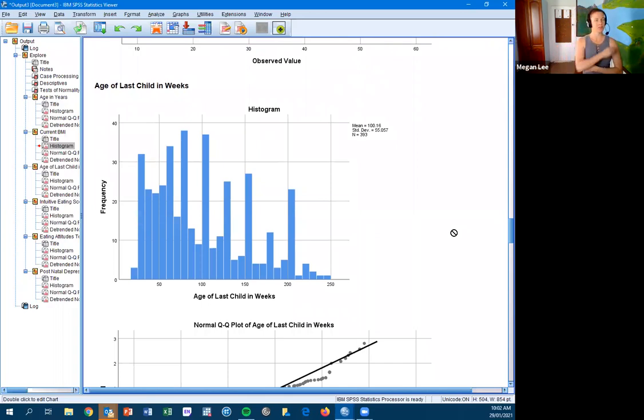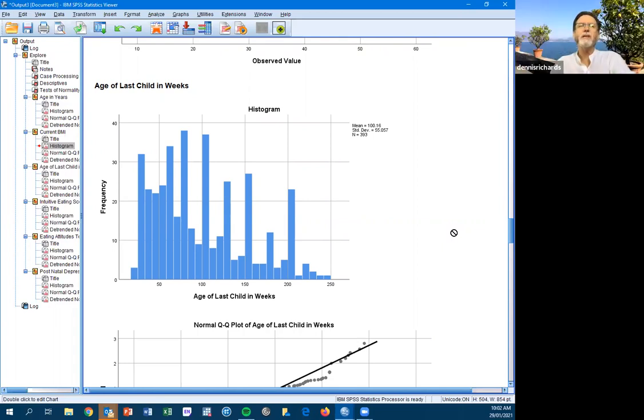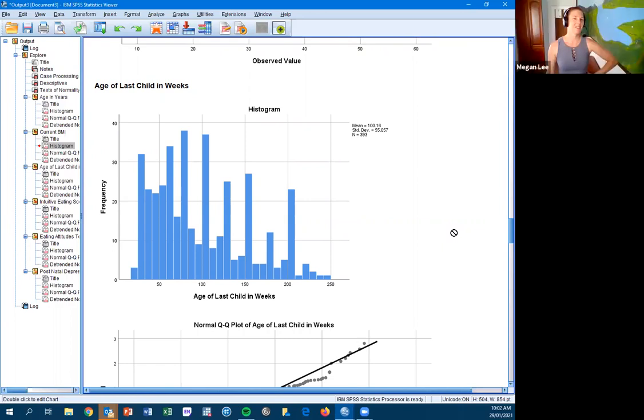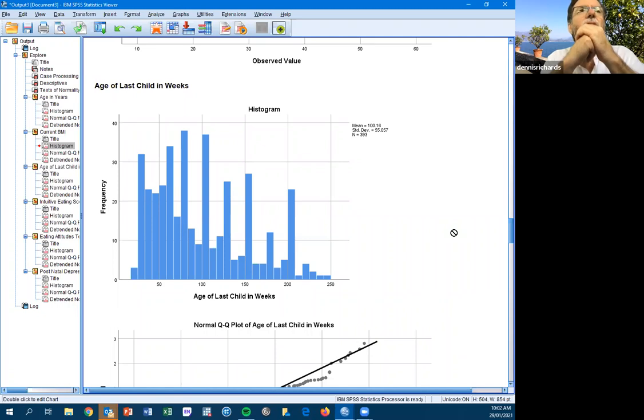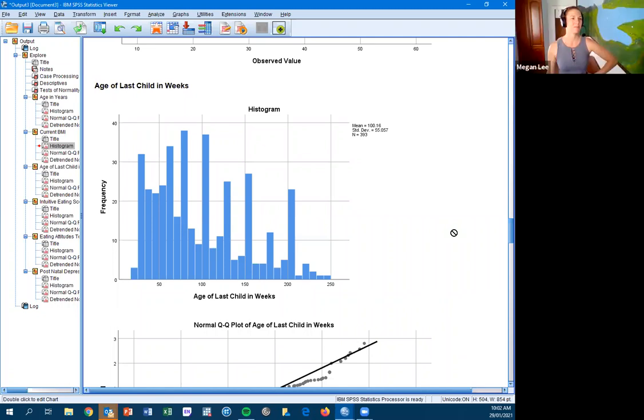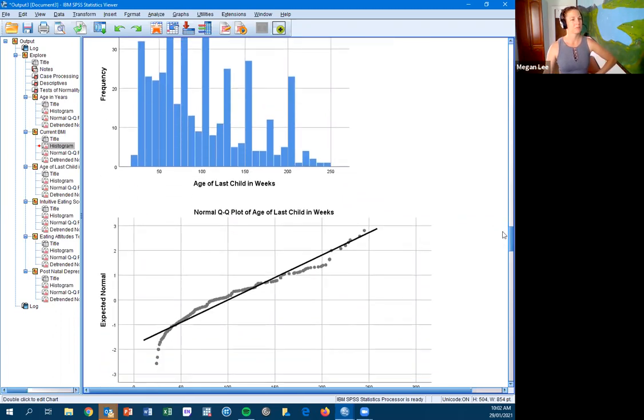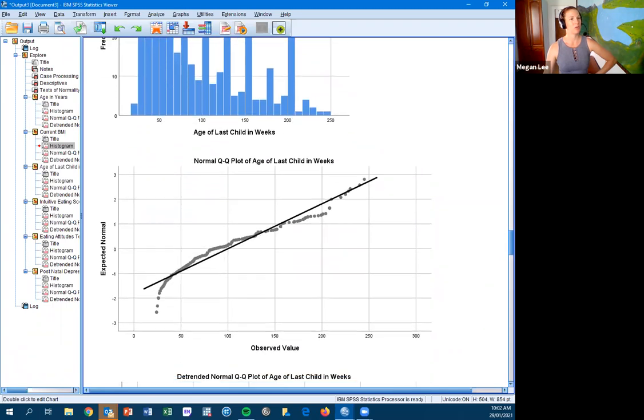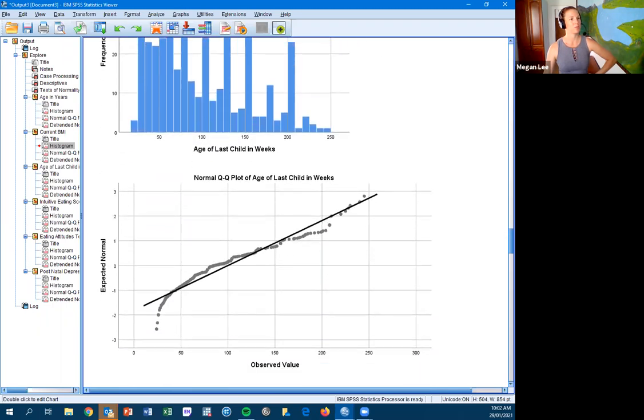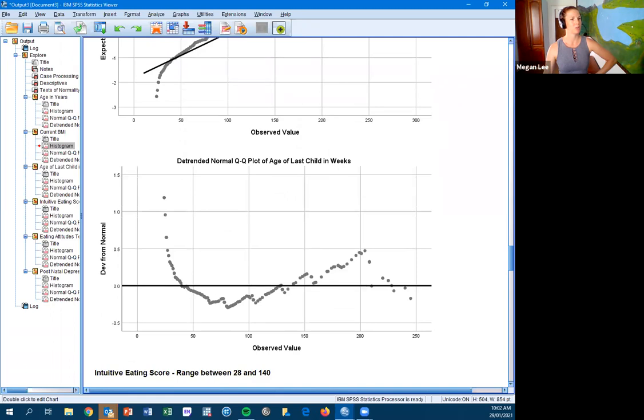Tell me about the age of your last child. Looks weird, doesn't it? Why is it doing that? There are almost two trends. Why does it look like that? No idea. Neither do I. I have no idea either. Strange, hey? Also, looking a little bit not normal. Bit of positive skew in there, which is supported by the other two plots.